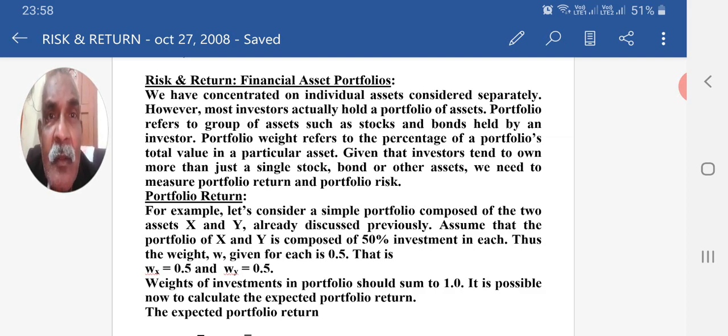So first of all, we want to calculate portfolio return. Take one example. Let's consider a simple portfolio composed of two assets, that is two securities, security X and Y, which we have already discussed. Assume that the portfolio of X and Y is composed of 50% investment in each. That is, we want to invest 50% in X and 50% in Y. So out of 100%, weight X is 50%, 0.5, and weight Y is 50%, 0.5. Weights of investment in a portfolio should sum to 100%, that is 1. It is possible now to calculate the expected portfolio return.